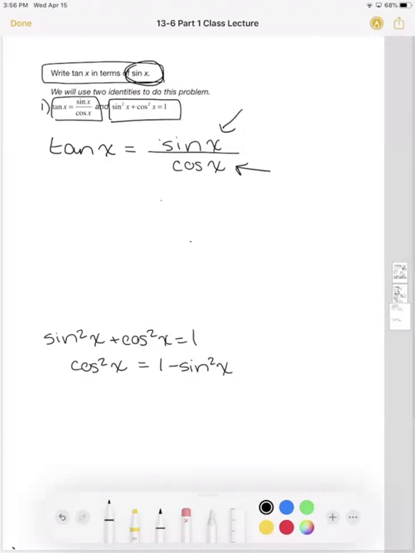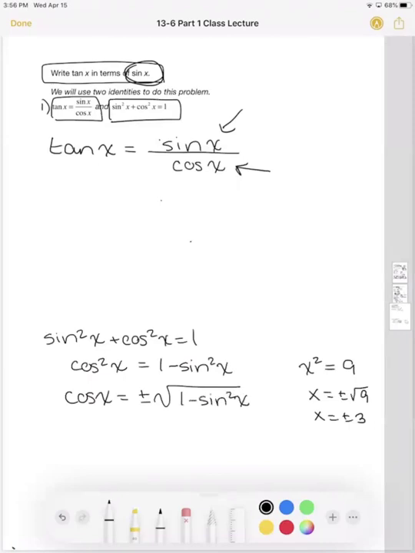But I have cosine squared. Well, we know that if I have x squared equals 9, what does x equal? Plus minus the root of 9, right? Which is plus minus 3. We know that. So let's do the same thing here. So the cosine of x is going to equal positive and negative the square root of 1 minus the sine squared of x. Okay.